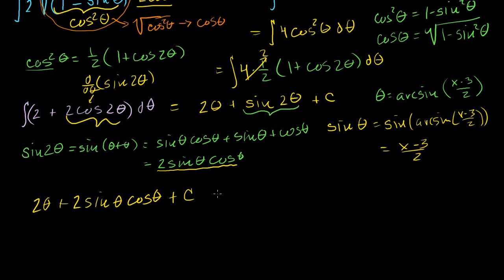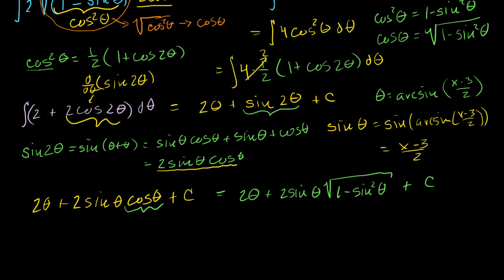So our antiderivative, this is the same thing as 2 theta plus 2 sine of theta times cosine of theta, which is equal to this, times the square root of 1 minus sine squared of theta, and then all of that plus c.